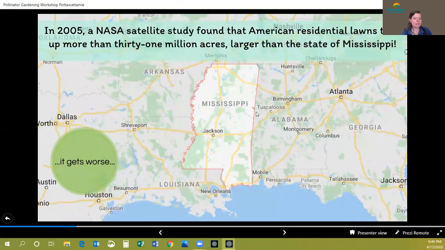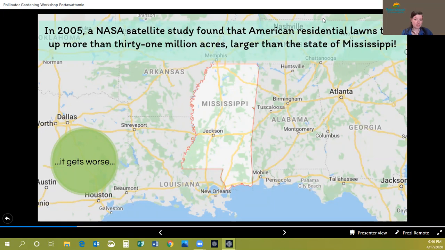All right, so we're wondering how much lawn is there, right? How is this such a big deal? Why is it a problem? Well, here's a 2005 study. A satellite study from NASA found that American residential lawns take up more than 31 million acres of land, of earth. And this is bigger than the whole state of Mississippi. If you put all that lawn together, it's going to be the size of Mississippi.